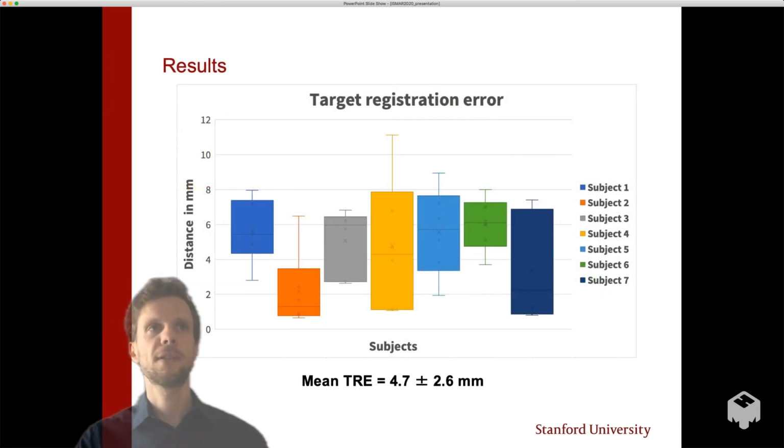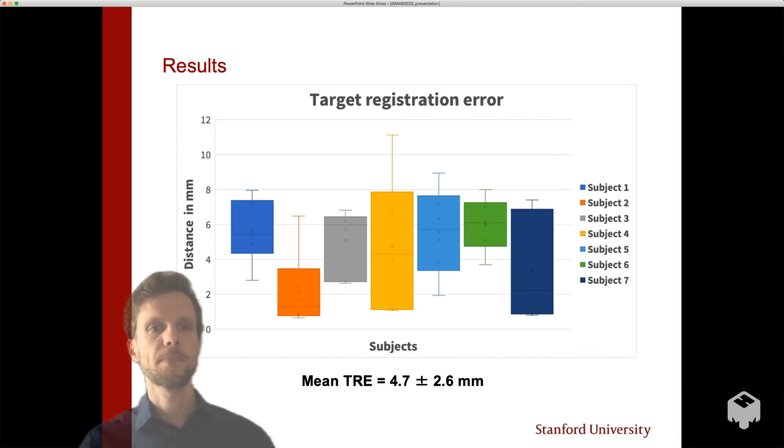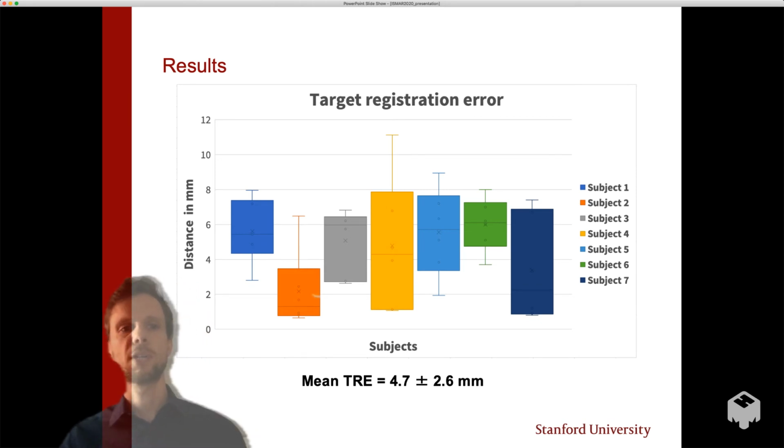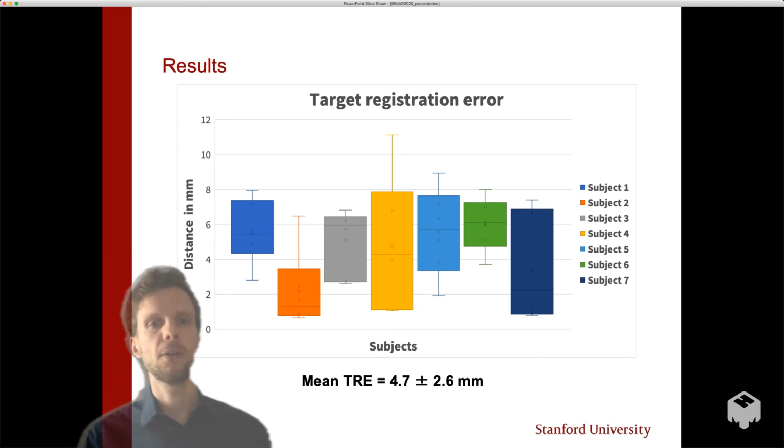Before COVID arrived at Stanford, we were able to measure 7 volunteers. And here you see the different experiments. They are also shown in detail in the paper, of course. We measured a mean target registration error of 4.7 plus minus 2.6 millimeters over all these 7 volunteers. We also have more details on the measured results, including potential error sources such as swim or drift, mentioned in the paper. I won't discuss that too much now in the video. It's not so interesting for the video.